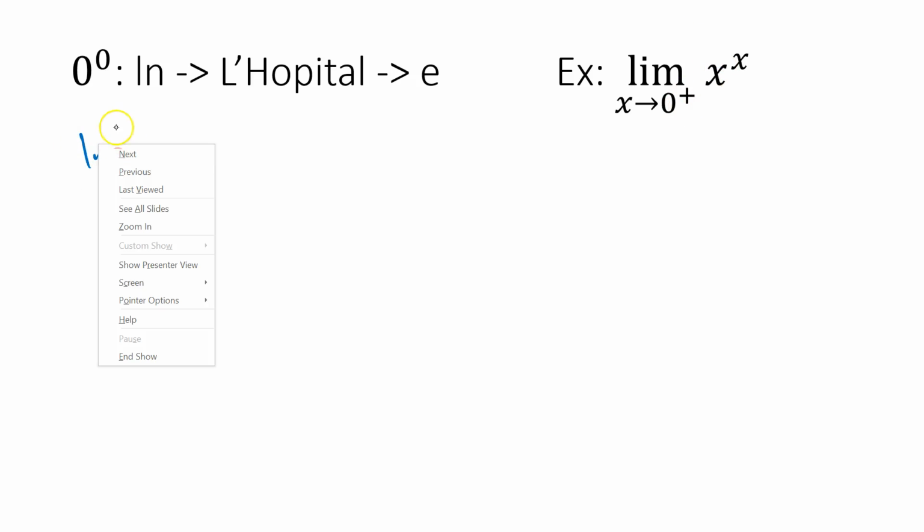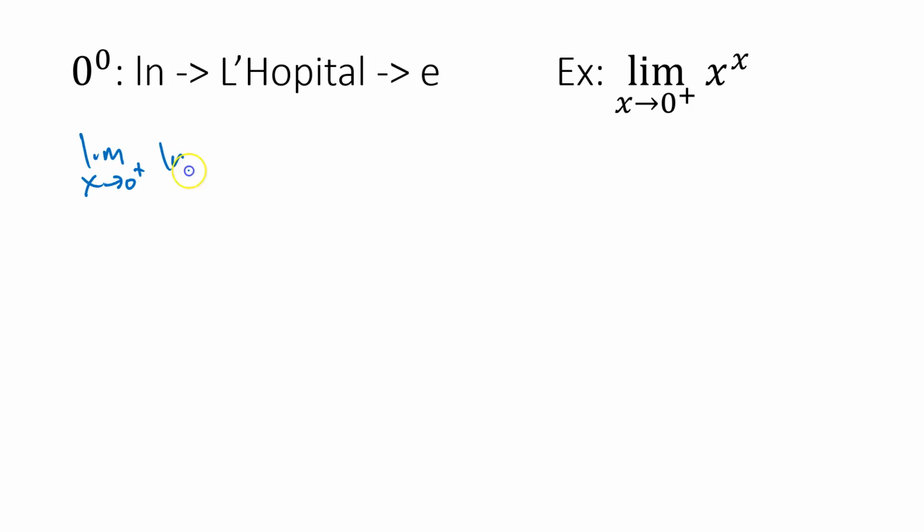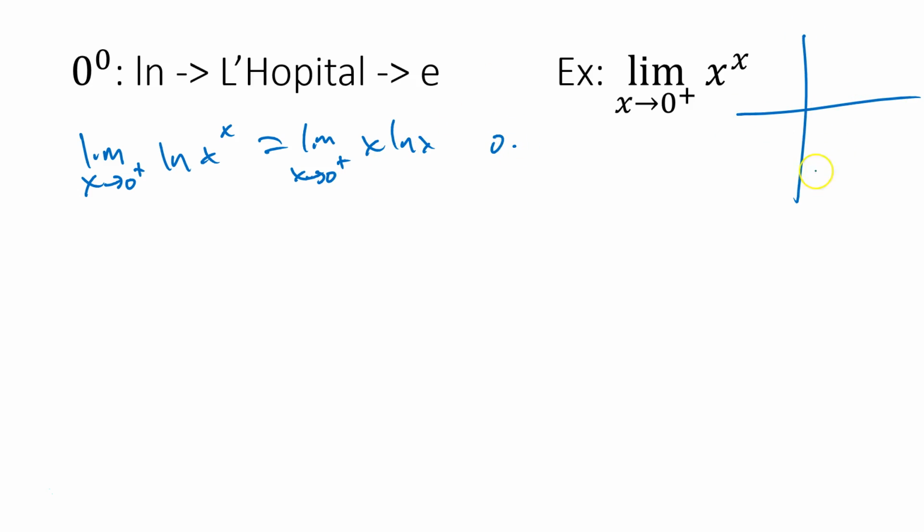So we have the limit as x approaches 0 from the right of natural log of x to the x, and then we'll get this limit, and we'll do e to that power. So we move the x to the front, so we have the limit as x approaches 0 from the right of x ln x. If we plug in 0, we have 0 times natural log of 0 from the right. Natural log looks like this. As it approaches 0 from the right-hand side, it's going to negative infinity.